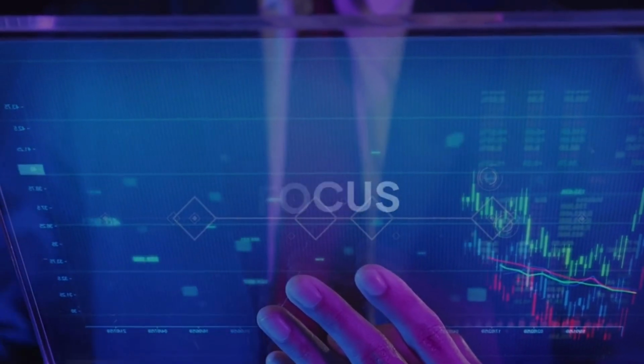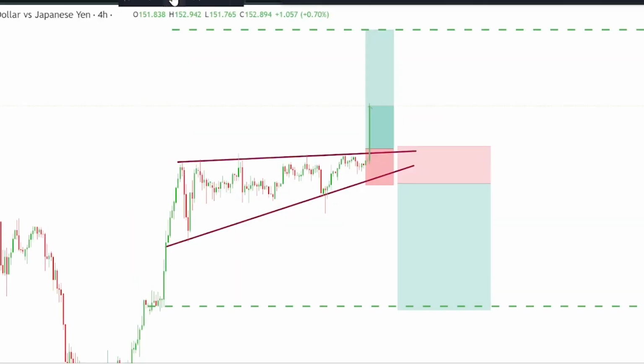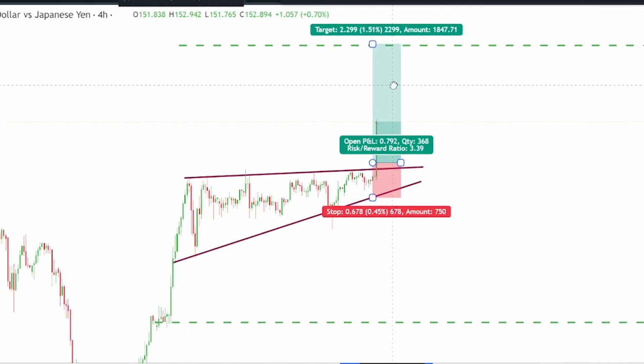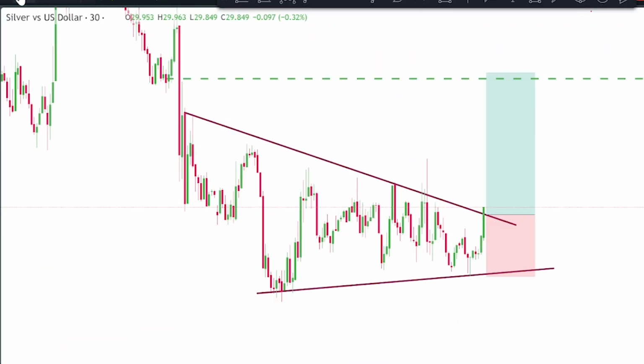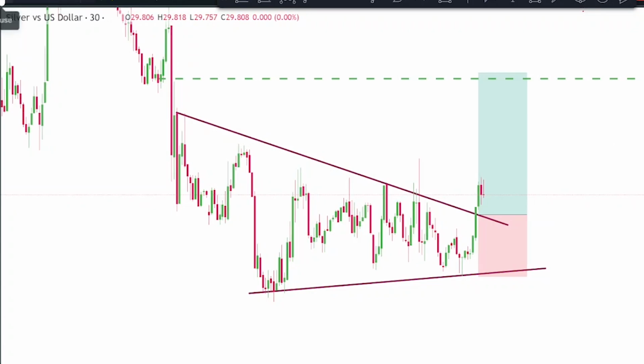In our previous video, we explained the perfect way to use an ascending triangle to buy or sell in the market. In today's video, we are going to teach you how you can use a descending triangle to buy or sell in the market. That sounds amazing, guys.